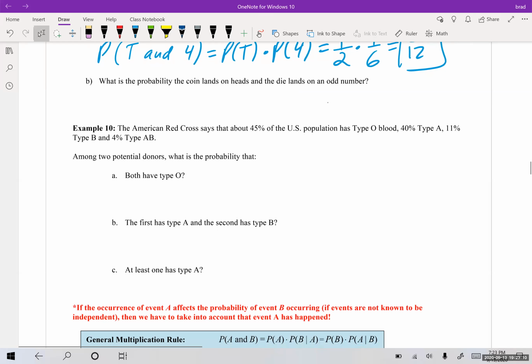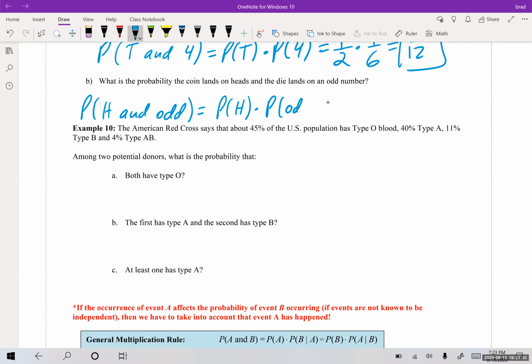What is the probability a coin lands on heads and the die lands on an odd number? So let's do the probability of heads and odd. I'm going to write the probability of heads times the probability of odd because these are independent events. Remember, the coin flip doesn't affect the die roll. Well, we know this is 1 out of 2. Now, how many odds are there on a 6-sided die? Well, there's 1, 3, 5, and that's it. So there are 3 odds out of 6 total possibilities.